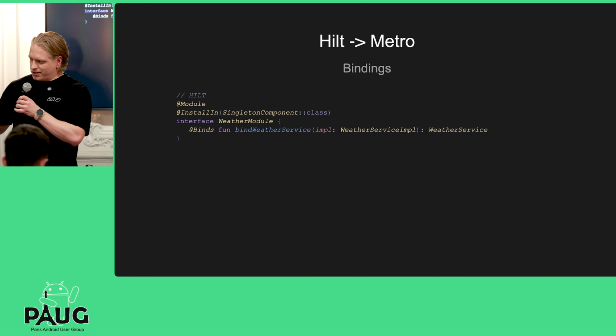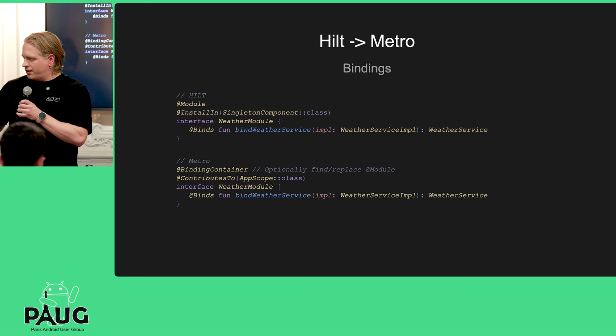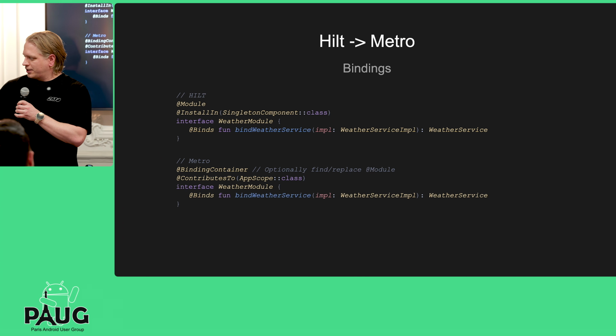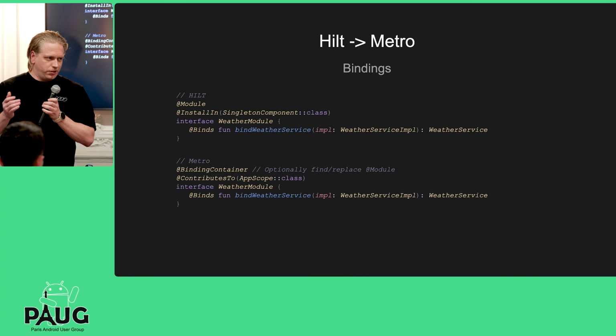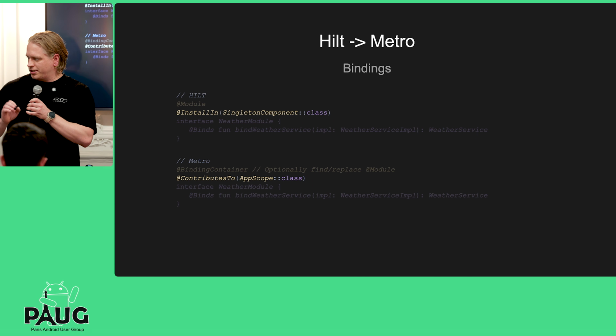And there's one thing that Metro doesn't do, and that is the install in. Install in is Hilt specific, so we're going to have to migrate that thing. Luckily, it's going to look very, very similar in Metro. We're not calling it module, we're calling it a binding container. But since we have interop enabled, you don't even have to find and replace that. This is just to show. So the thing we have to focus on is that install in is now called contributes to.